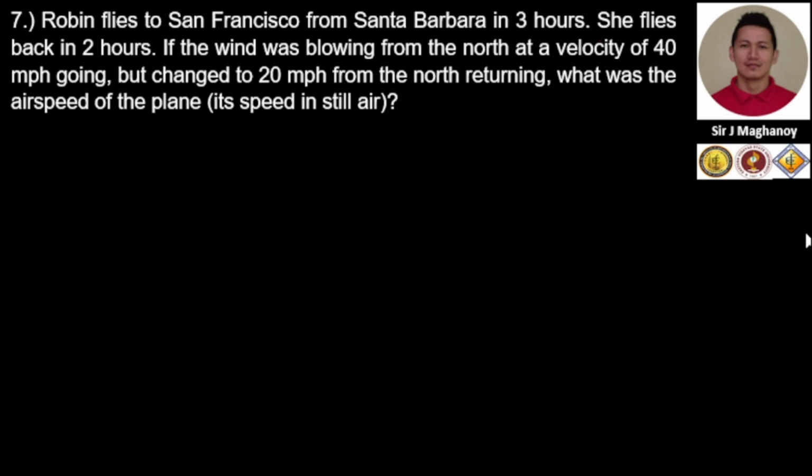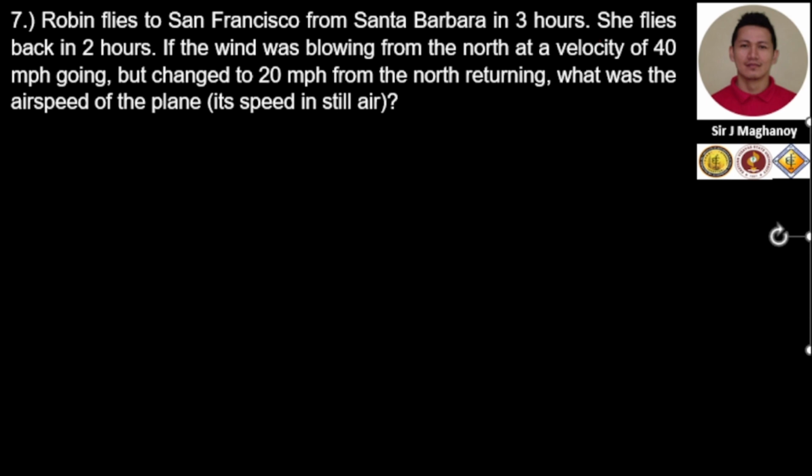Supplement number 7. Robin flies to San Francisco from Santa Barbara in 3 hours. She flies back in 2 hours. If the wind was blowing from the north at a velocity of 40 miles going, but changed to 20 miles from north returning, what was the airspeed of the plane? Its speed in still air.